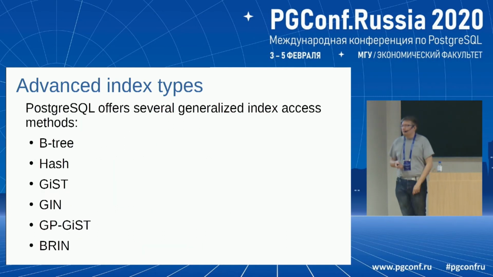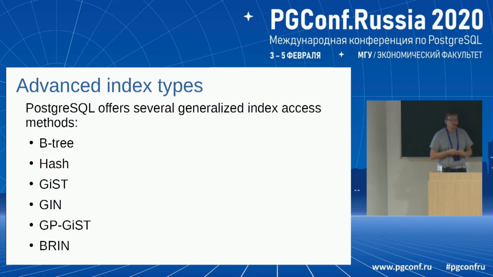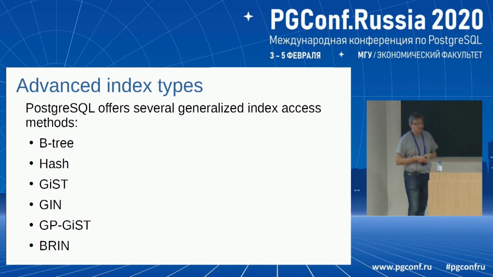Postgres has several advanced index types. We talked about B-tree already. I mentioned hash. Those are kind of special because Postgres uses them for sorting and hashing in general. But then there's these other index types, GiST, GIN, SP-GiST (oh, there's a typo, it should be SP-GiST), and BRIN, which all have slightly different properties.